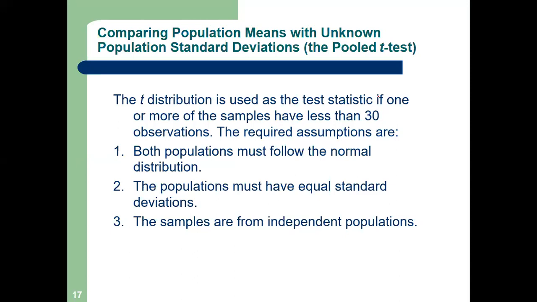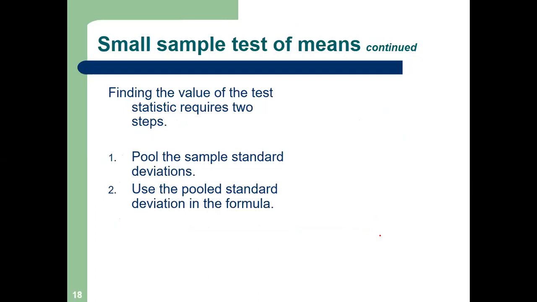So what is it called? We apply a test called pooled t-test. This was yesterday's second problem in the tutorial class. So what are the assumptions? Number one, both populations must follow the normal distribution. You know what a normal distribution is very well. Number two, the populations must have equal sigma. Number three, the samples are from independent populations. If these three are satisfied, we go for the pooled t-test.